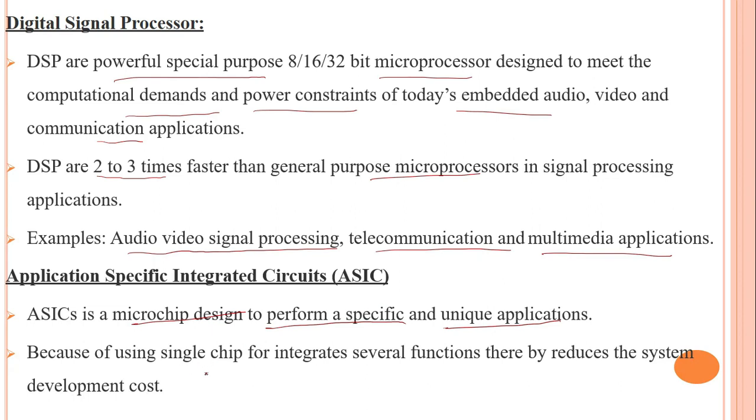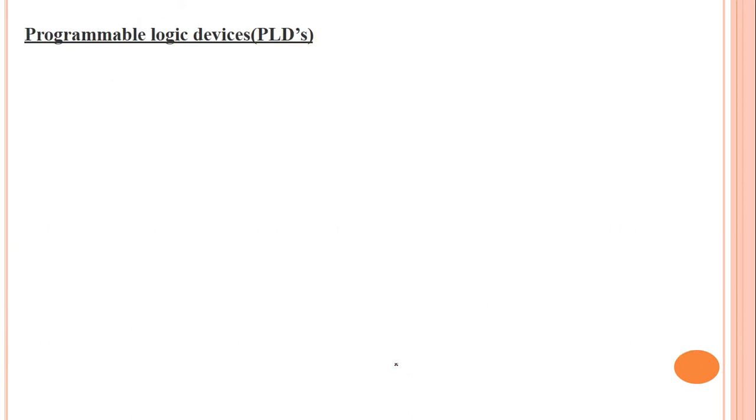Because of using this single chip, it integrates several functions, thereby reducing the system development cost. If you include this application specific integrated circuit, we can reduce the cost level of the product. So that is the more advantage of application specific integrated circuit processor compared to the other processors.